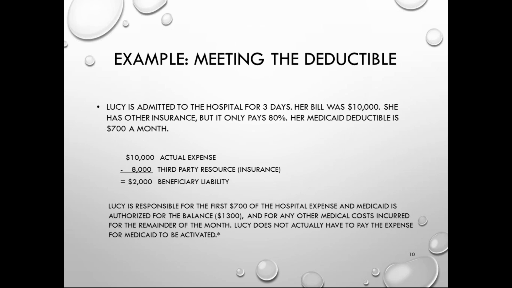So here's another example. Lucy is admitted to the hospital for 3 days. Her bill was $10,000. She has other insurance, but it only pays 80%. Her Medicaid deductible is $700 a month. So the whole bill was $10,000, but the insurance paid for $8,000. So that means that Lucy is responsible for $2,000. So Lucy is responsible for the first $700 of the hospital expense, because that's what her Medicaid deductible is, and Medicaid is authorized for the balance of $1,300, and for any other medical costs incurred for the remainder of the month. Lucy does not actually have to pay the expense for Medicaid to be activated. So that's a really good example of seeing how the Medicaid deductible works with insurance.